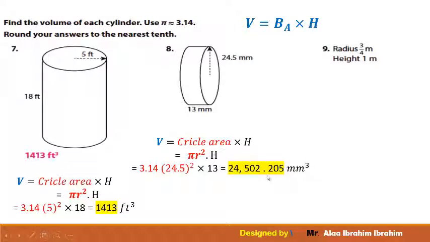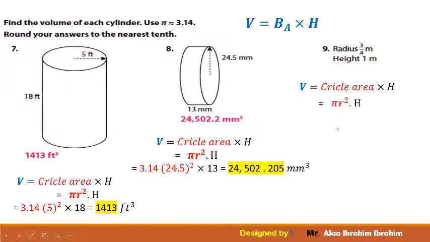But I have to round it to the nearest tenth. This is 0, this is my tenth. The next number is 0, so it will still be 2. This is my result, because of the 0. Radius 3 over 4, I can write it as 0.75. My height is 1. So I'm ready.